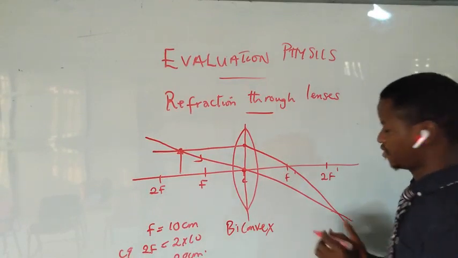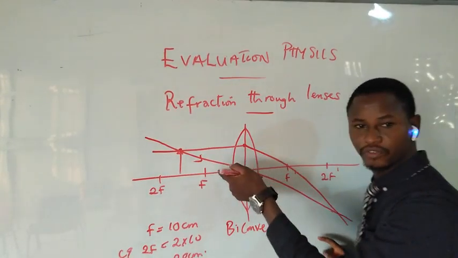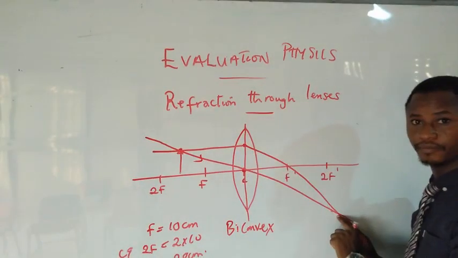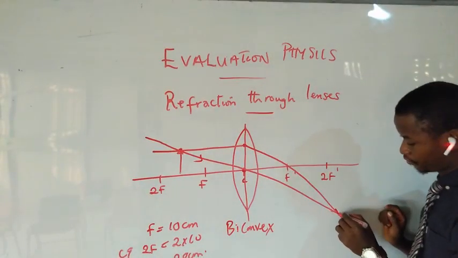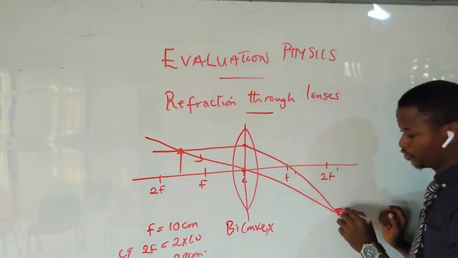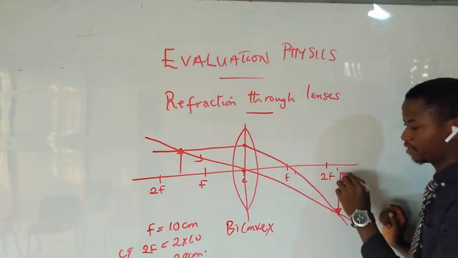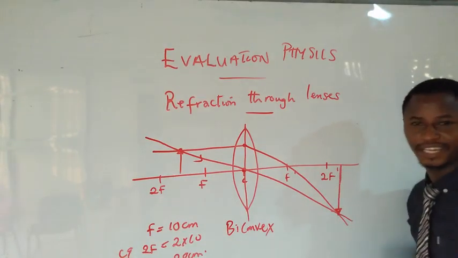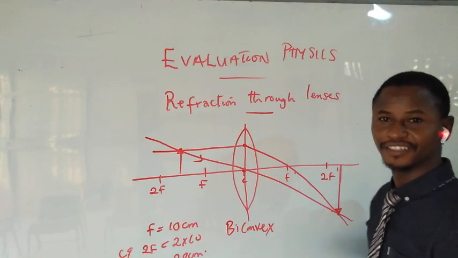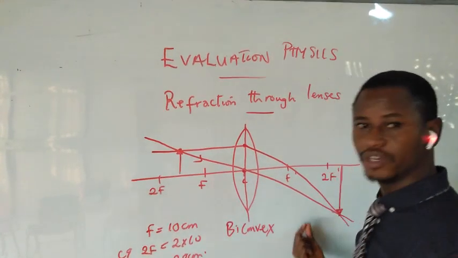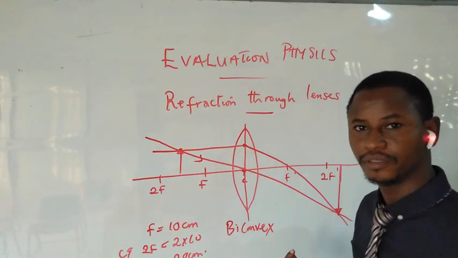You will see that the first ray and the second ray both converge at this point. That is going to form the head of the image. And from there, you project it down to the principal axis again to join this one, and automatically an image is formed. And from this, you can deduce the nature of the image formed.